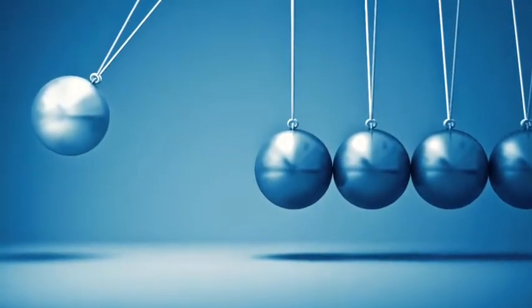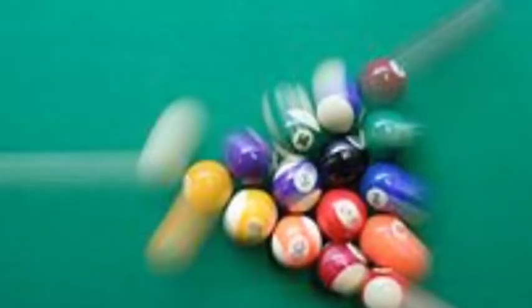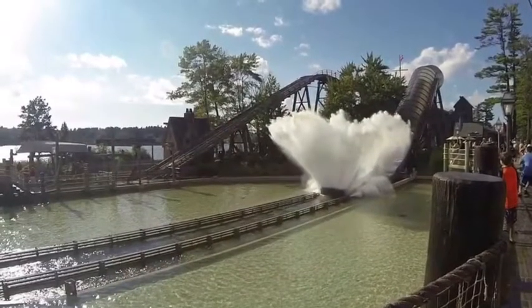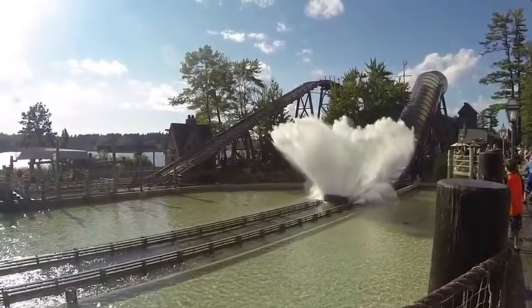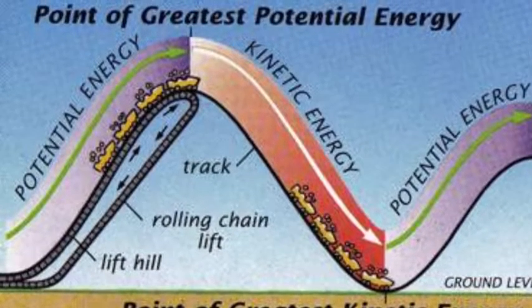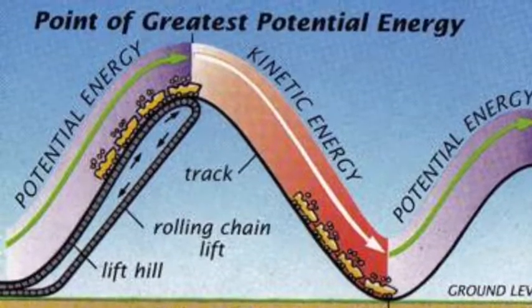Momentum is the quantity of motion of a moving body, measured as a product of its mass and velocity. Momentum is seen when the cart rolls down the hill and the speed and velocity begin to increase. The movement of a roller coaster is accomplished by the conversion of potential energy to kinetic energy.